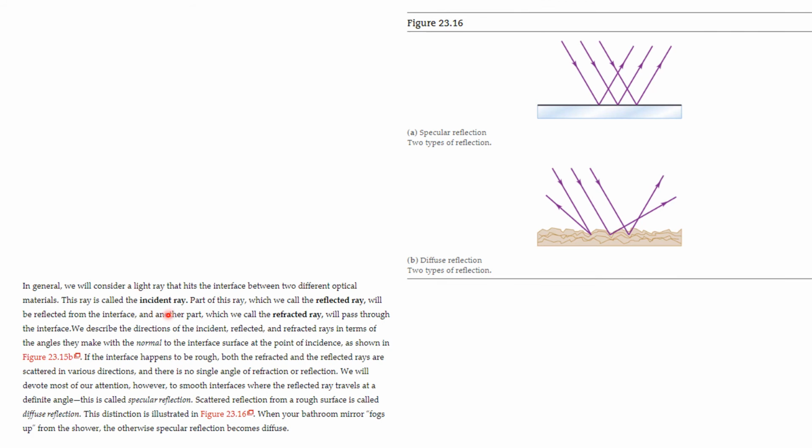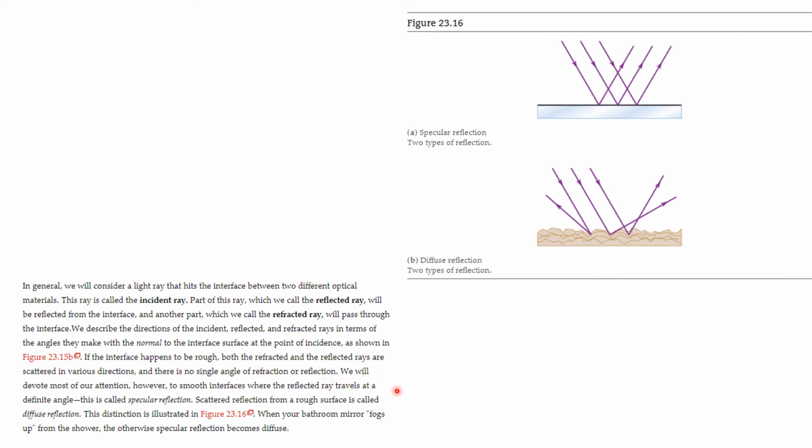So we talked about incident rays, reflected waves, and refracted waves, so that's all good. Now, if the interface happens to be rough, both the refracted and the reflected waves are scattered in many directions. So here is a rough boundary, and you see that those things will be bouncing all over the place. Both the reflected waves and the refracted waves would be going in many different directions, and there's no single angle of reflection or refraction.